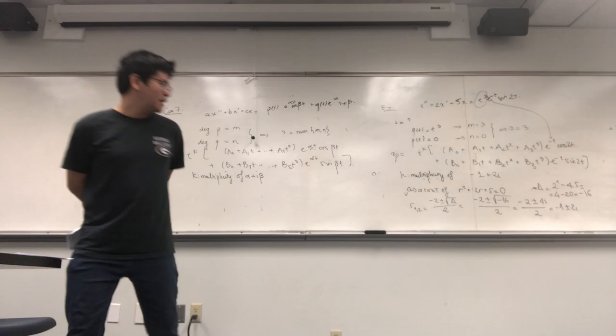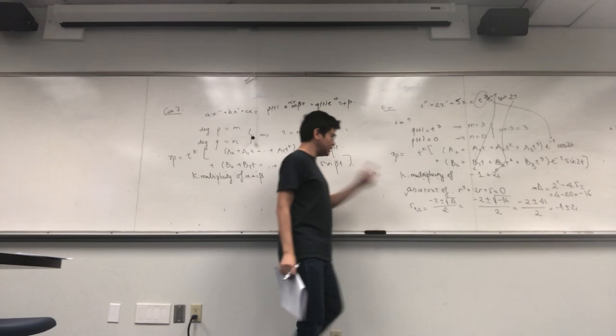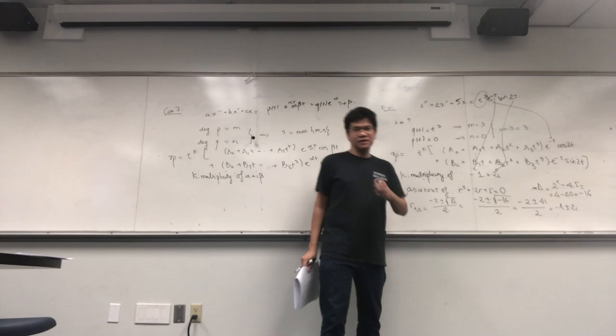I explain again. So k will be the multiplicity of minus 1 plus 2i, right? The minus 1 comes from here, and the 2 comes from here. You have minus 1 plus 2i. So this is the multiplicity of this as a root of r squared plus 2r plus 5 equal to 0.